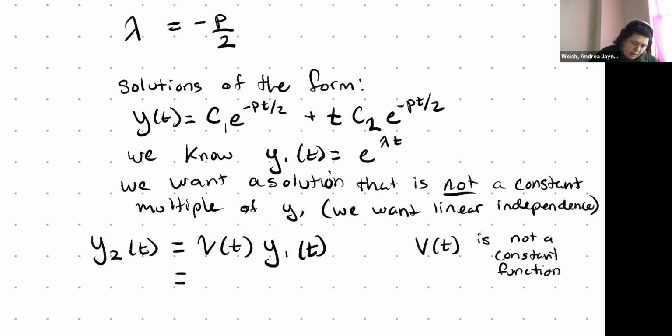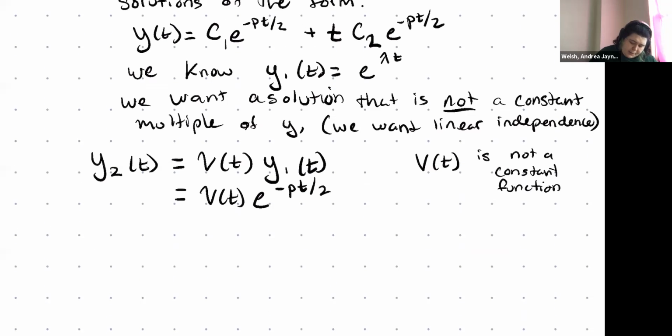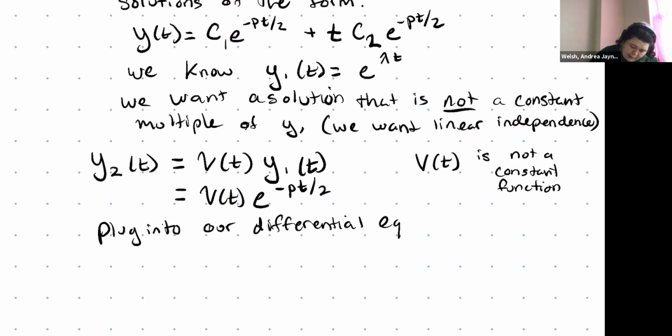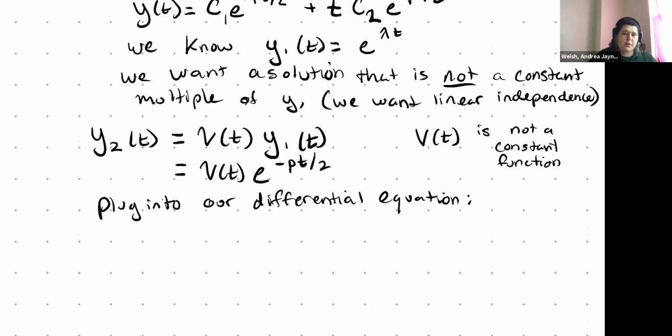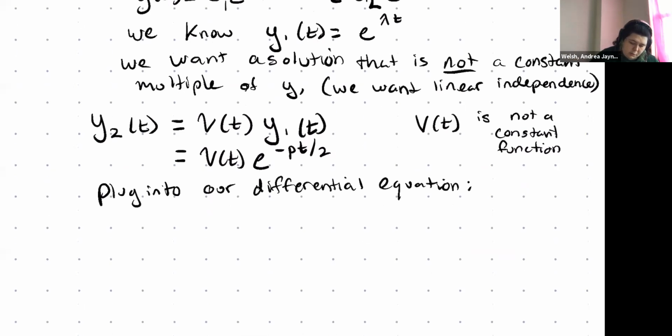So this means that y2 is going to be of the form v of t times e to the minus pt over 2. So let's plug into our differential equation and see if that can give us some information about what it means for this function y2 to be a solution.